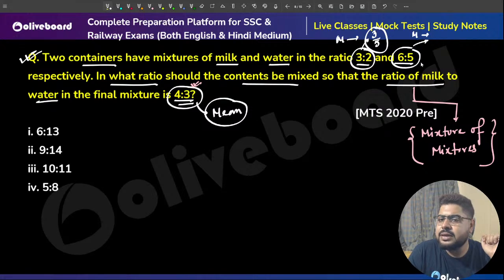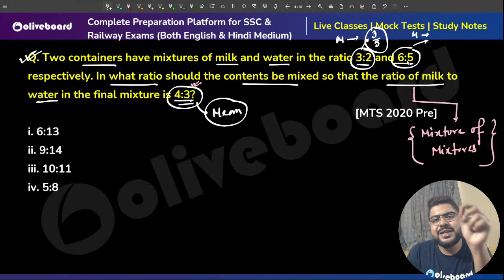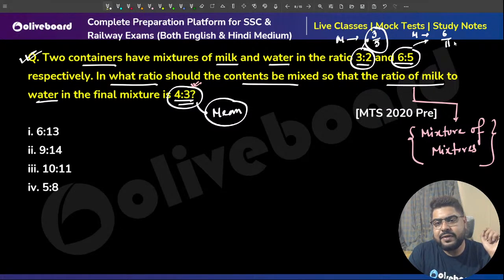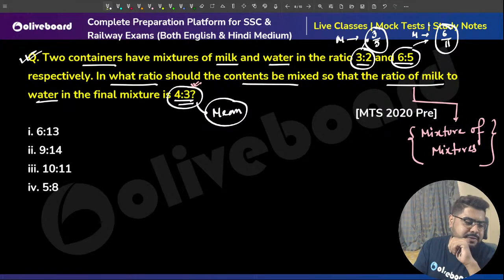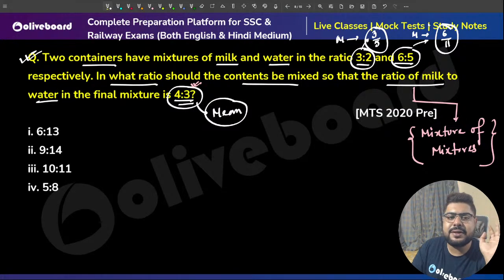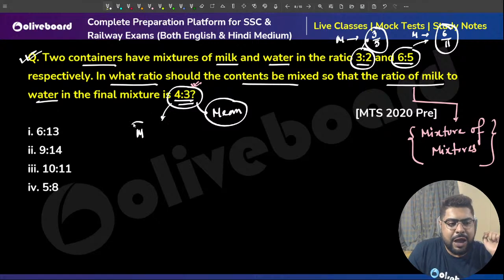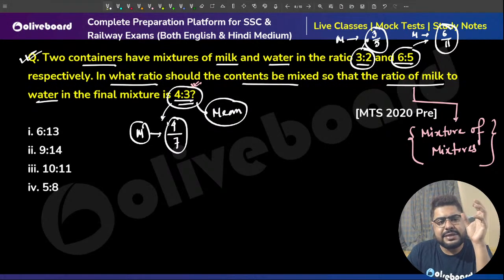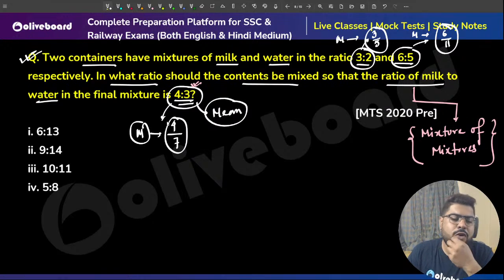Sir, what about here? Milk will be how much? 6 parts out of 6 plus 5, 11 parts. That is the milk. And finally, how much will be milk here? 4 parts divided by 4 plus 3, 7 parts. Total 4:3 means 7 parts of mixture, out of that 4 parts is your milk.